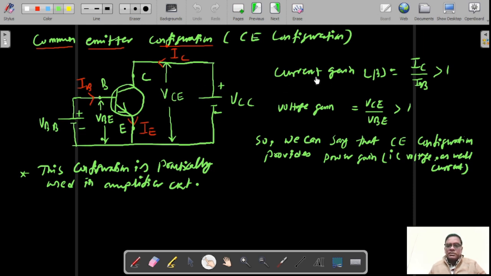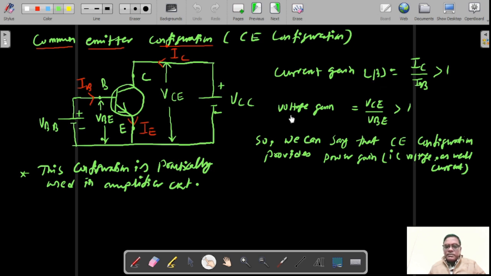So let us talk about the current gain of the common emitter configuration. The current gain is represented as beta, and this beta can be written as output current by input current. The output current is IC and the input current is IB. IB is measured in microamperes and IC is measured in milliamperes. So obviously IC by IB will be much greater than 1. So definitely we can say this type of configuration will provide current gain.